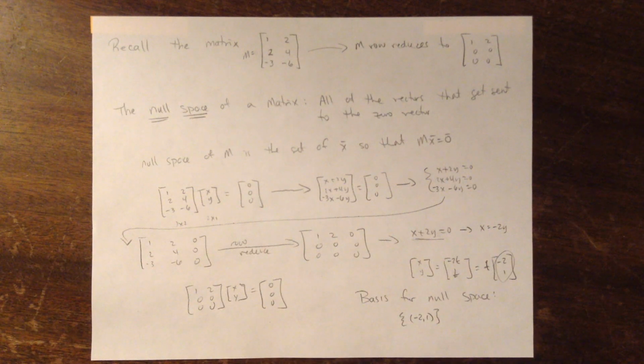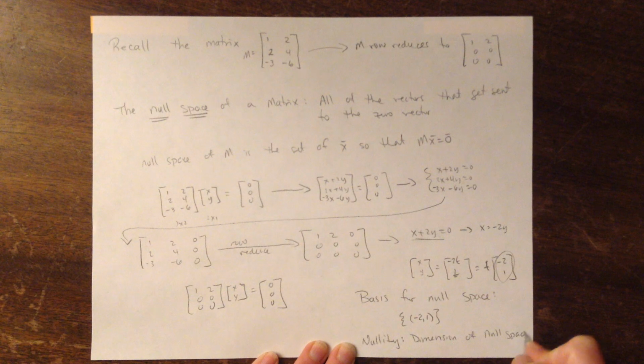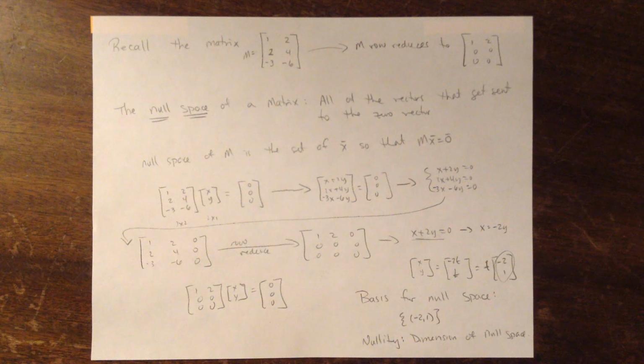This means that the null space is a one-dimensional vector space because its basis contains a single vector, so that is the nullity. The nullity is the dimension of the null space, which in this case is 1. So we can now find a basis for the null space and the nullity, which is just the dimension of the null space, of essentially any matrix, because we've worked with lots of matrices.